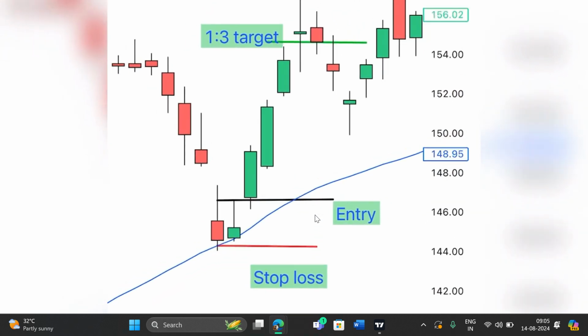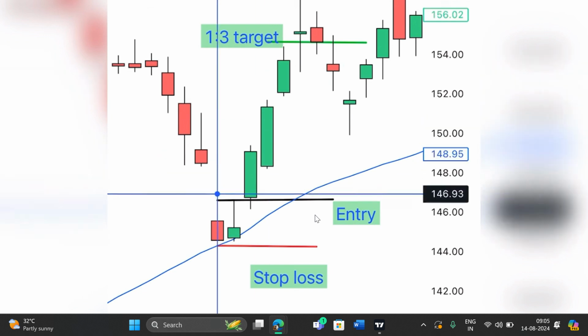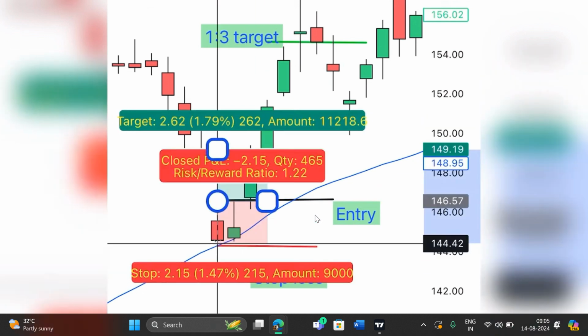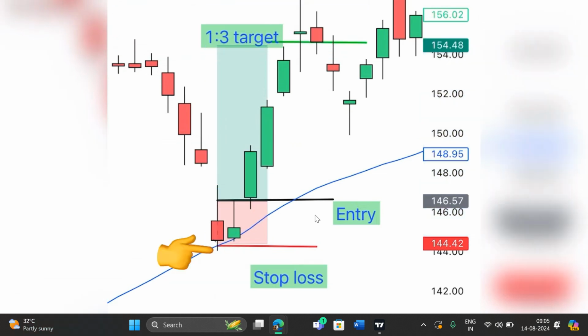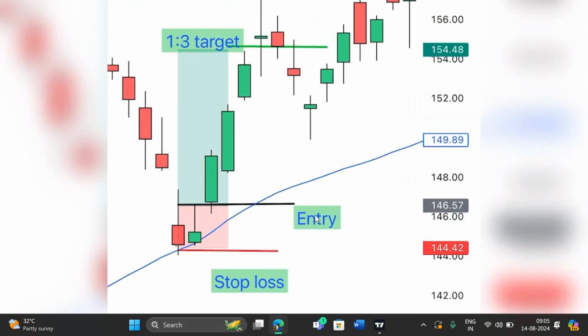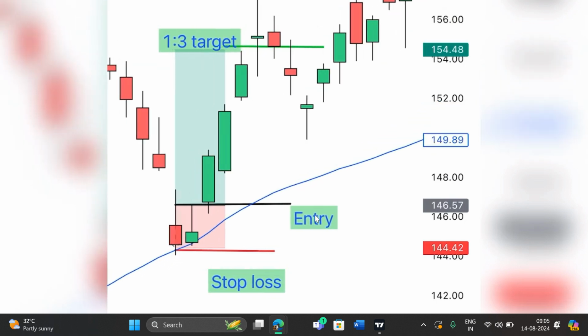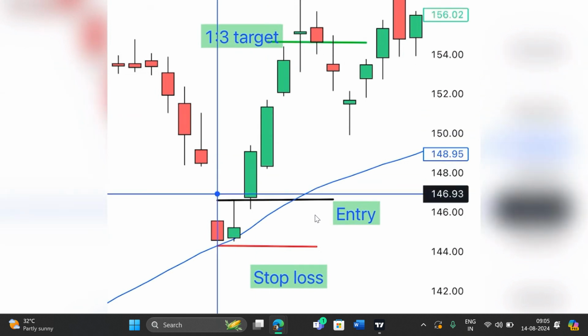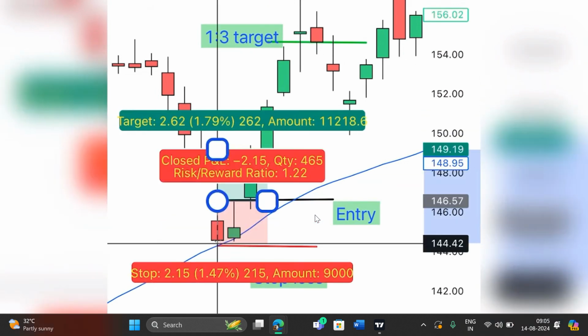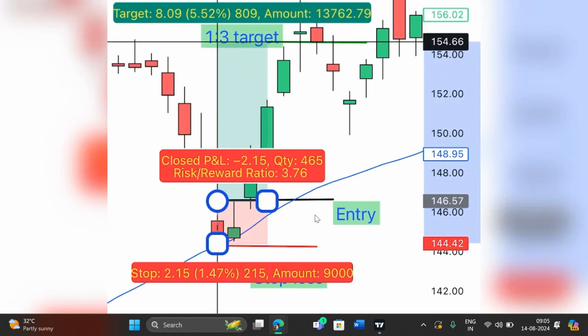5. Set stop loss and take profit levels. Establish stop loss orders to manage risk. A common approach is to place a stop loss below the 50 MA or the recent candle low with a buffer if the price is bouncing upwards. For take profit, set a target based on a risk-reward ratio or technical resistance levels, or 1:3 is best.